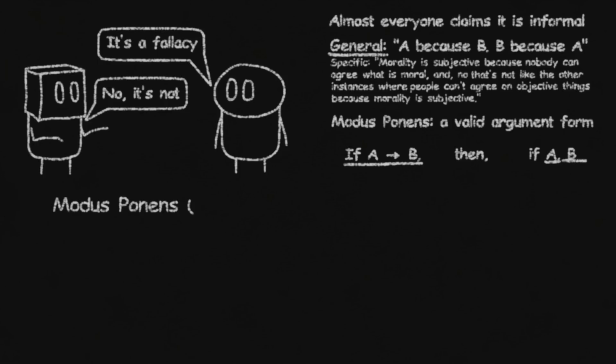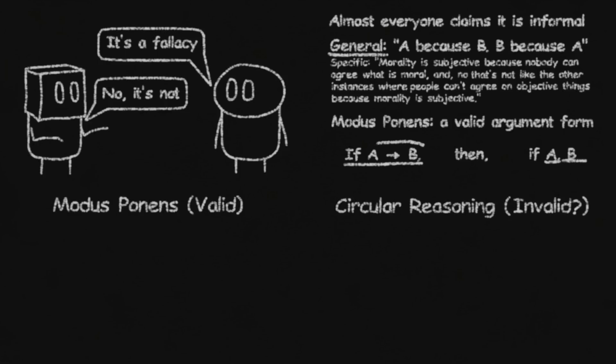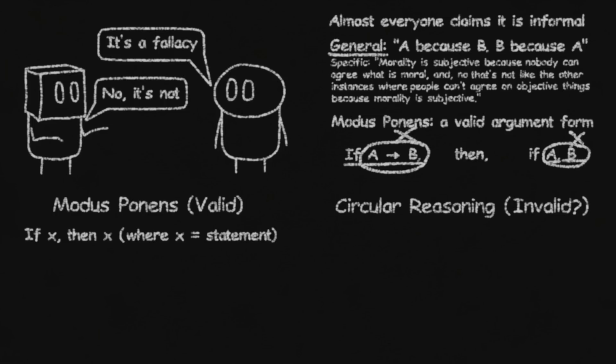If the similarities between modus ponens and circular reasoning aren't immediately clear, then consider the statement A implies B as a proposition in and of itself. In this, we are repeating the same proposition twice. We are saying that if A implies B, then A implies B. Or when we consider A implies B as its own statement, we are saying if statement, then statement. And this is a tautology, a statement that must necessarily always be true.